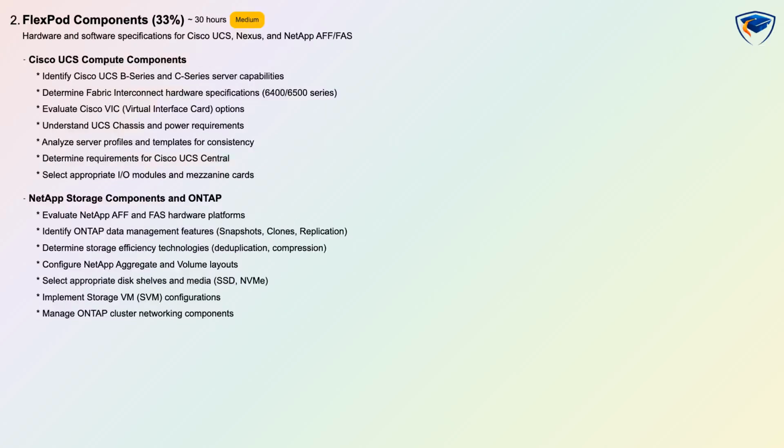FlexPod Components is 33% and covers hardware and software specifications for Cisco UCS, Nexus, and NetApp AFF and FAS systems. This medium difficulty domain requires about 30 hours of study and combines conceptual and scenario-based assessment. You will identify Cisco UCS B-Series and C-Series server capabilities, fabric interconnect models, VIC options, chassis and power requirements, server profiles and UCS Central, and the right I/O and mezzanine cards.